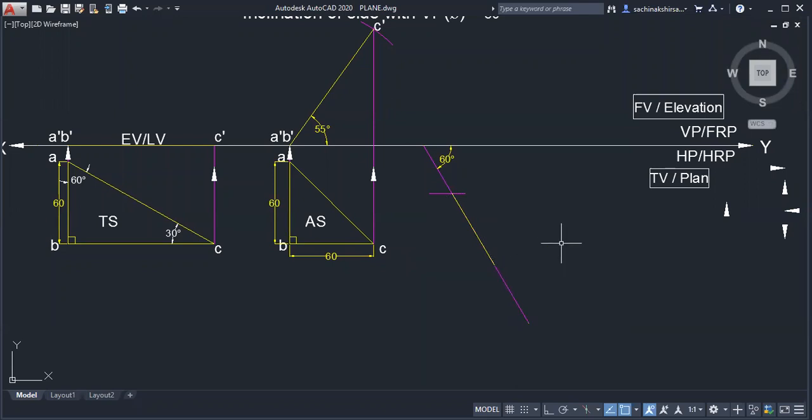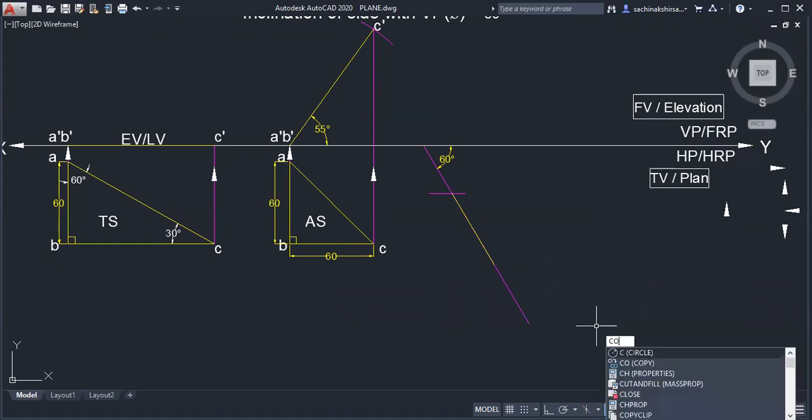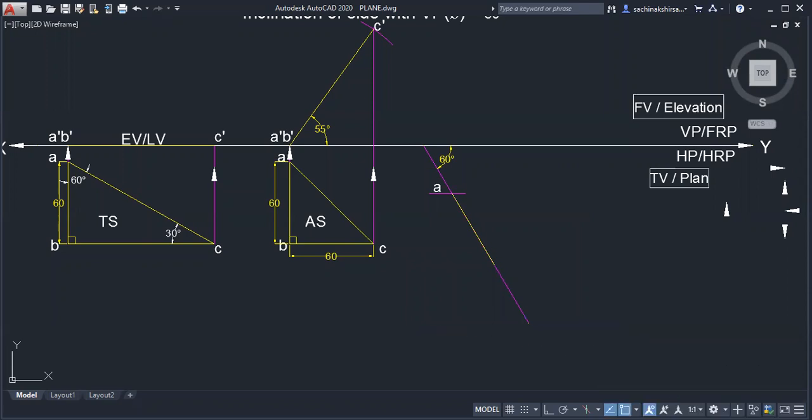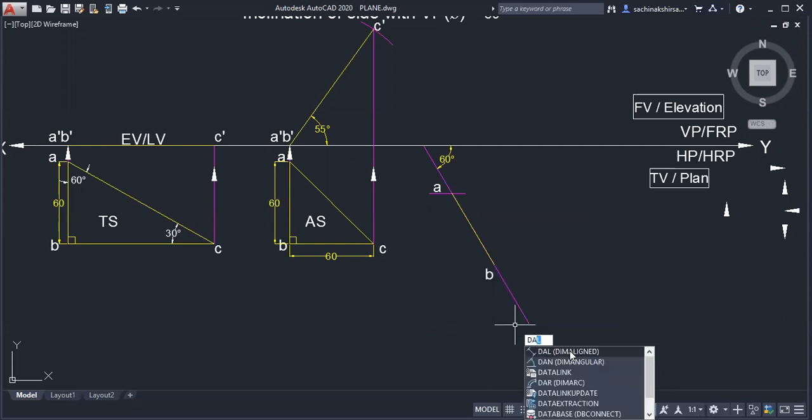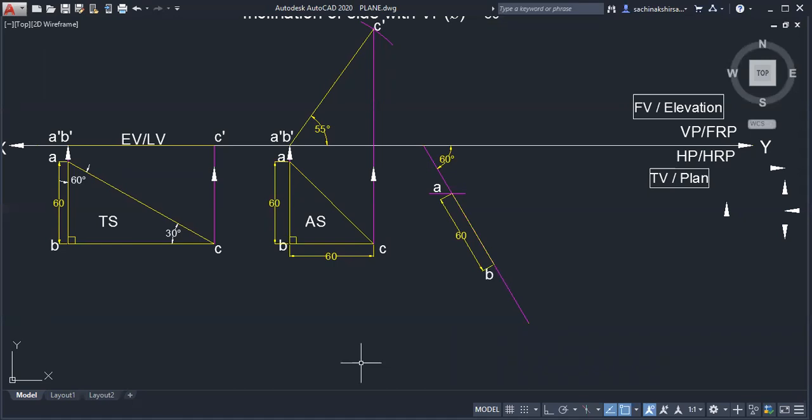Okay, in this way. You can draw line AB on this line. What is its length? How much length is there? 60. Likewise. Now we want to locate point. Okay, who will tell? How we can locate points? Who will tell?